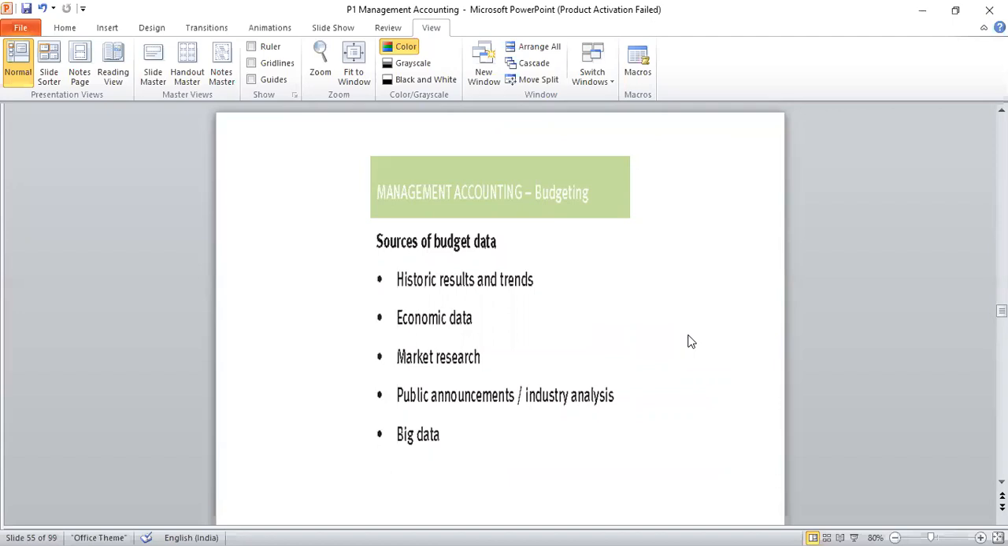Certain techniques are applied, and after that, the budgets are prepared. Okay. What are the sources of budget data? The base for any budget, unless it is zero based budgeting, is always past data. Extract information from the past data. What happened in the past becomes the main source. So, historical results and trends. Whatever happened in the past, maybe with some changes, can be anticipated for the future.